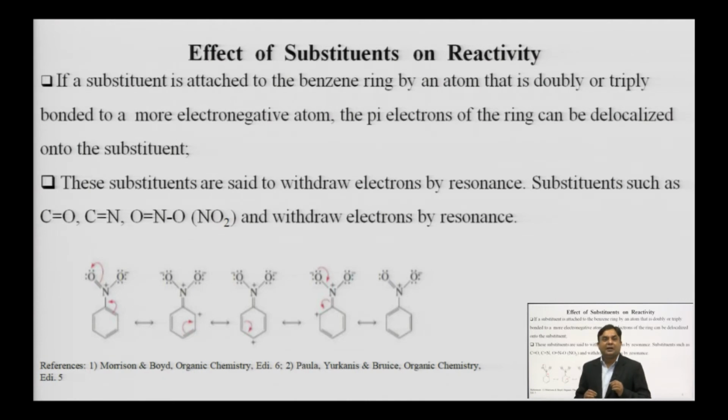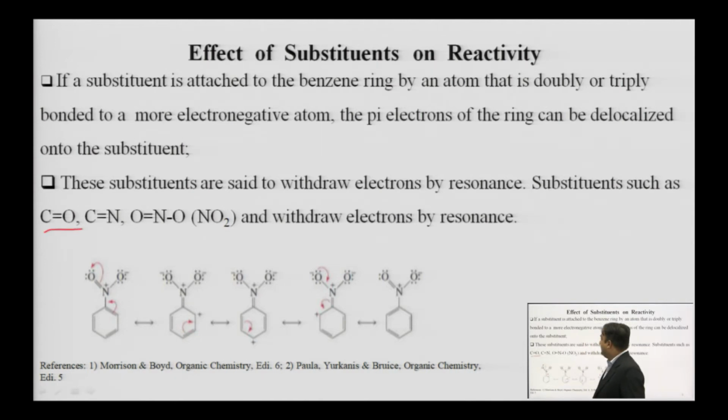Very simple way: if an atom which is directly attached to the benzene ring is doubly or triply bonded to a more electronegative atom, then certainly that group has a -R effect, meaning it can withdraw electrons from the benzene ring by resonance. So, for example, you can see that there is a carbonyl group.